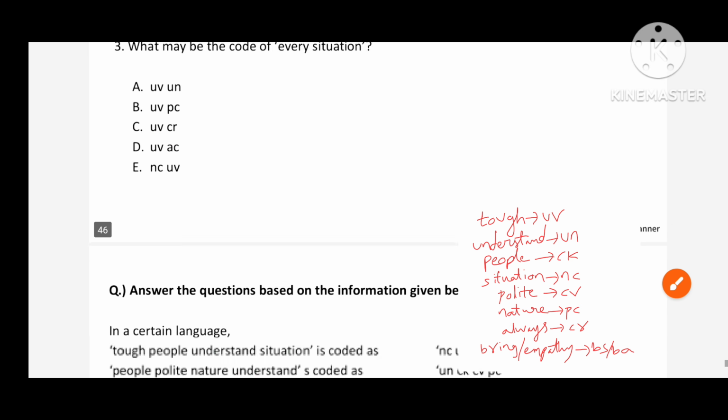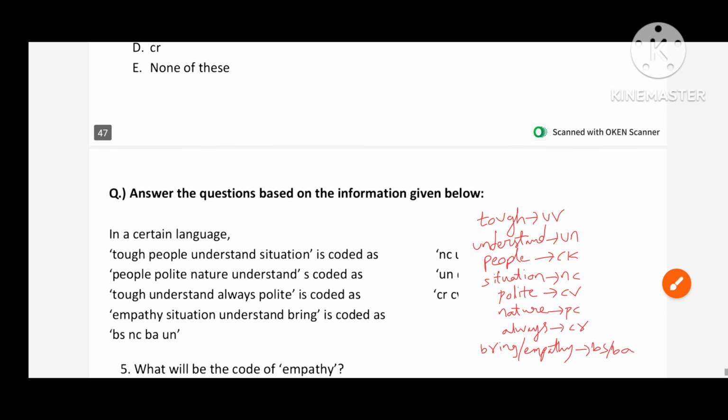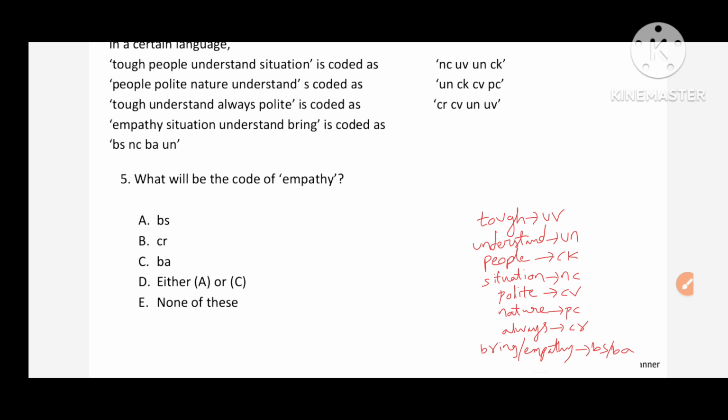Next, question number 4. Which of the following is the code for polite? For polite, the code will be CV, option B. Next one, what will be the code for empathy? For empathy, we got possibilities of BS and BA, so the answer will be either A or C.